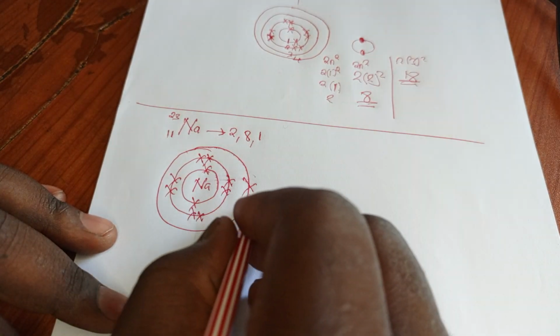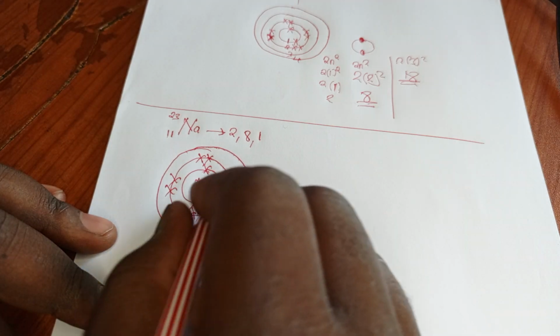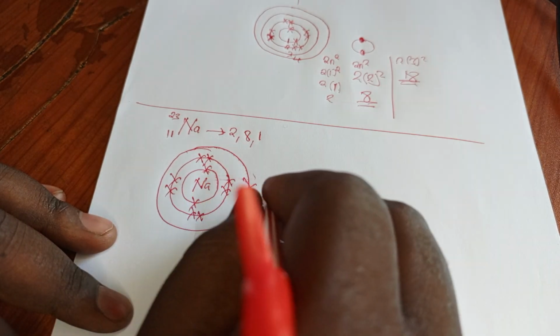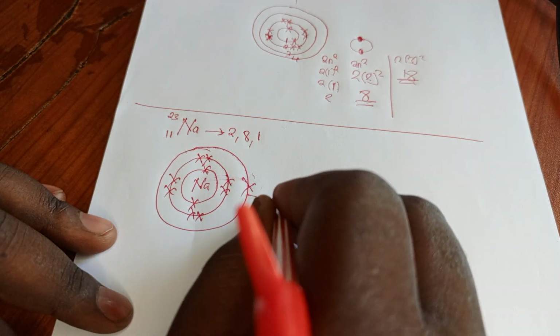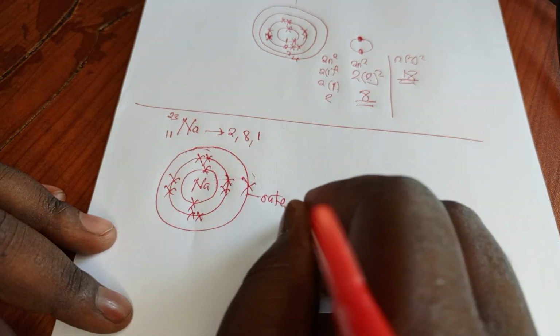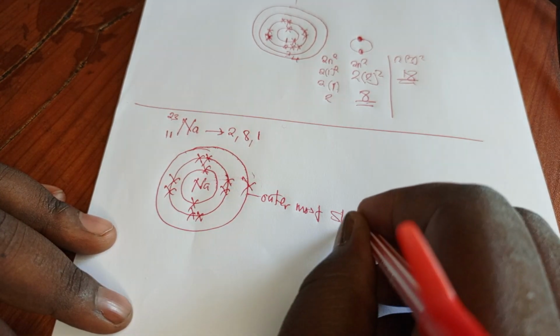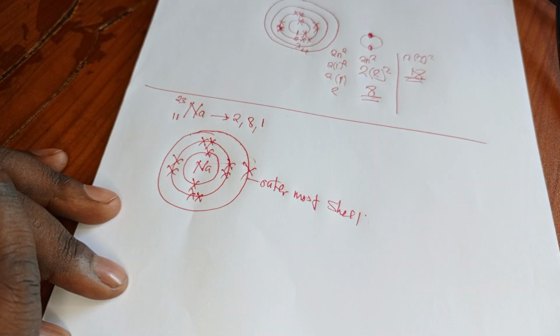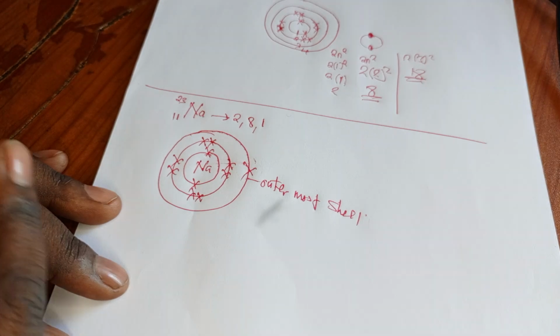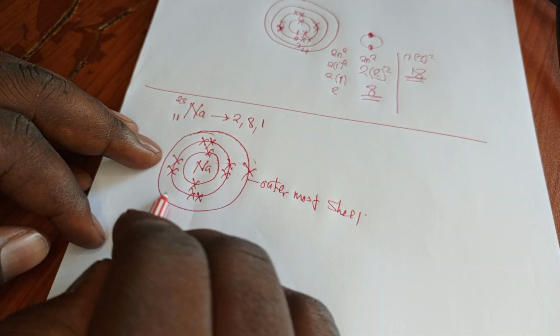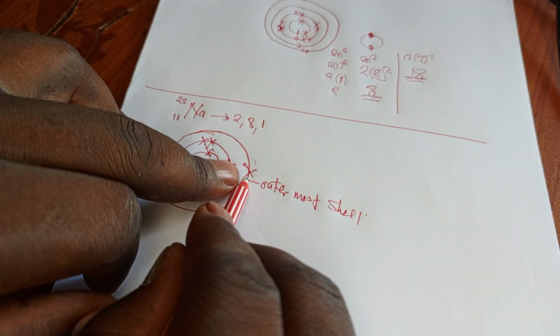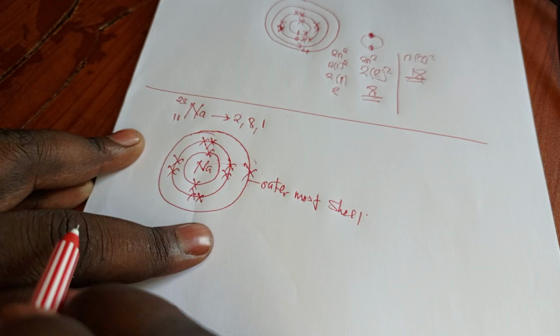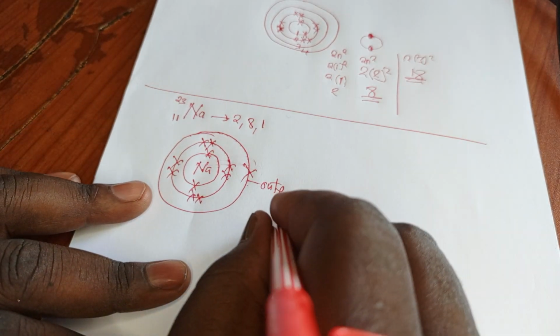So this last shell, or the last electron, the outermost shell, indicates the group of an element. So for example, since this sodium atom has 1 electron in the outermost shell, it means it's in group 1.